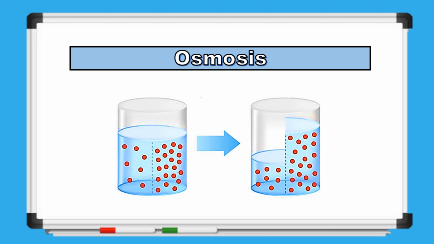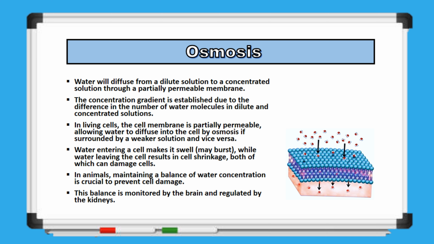This visual representation effectively illustrates how osmosis functions, a crucial process in biological systems such as water absorption in plant roots and fluid regulation in animal cells. Osmosis is the process where water molecules diffuse from a dilute solution to a concentrated solution through a partially permeable membrane. This movement occurs due to a concentration gradient, which forms because of the difference in the number of water molecules present in the two solutions.